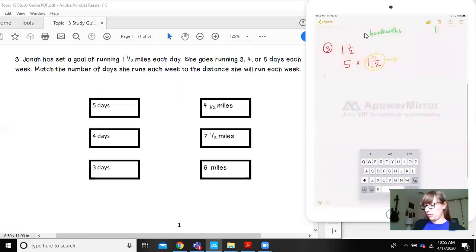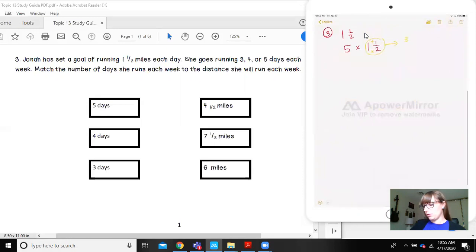So 2 times 1 is 2, plus 1 more is 3. This becomes our new numerator, 3. Our denominator stays the same, 2. So 3 over 2 is the same thing as 1.5. It equals the same, but now we can multiply that by this 5 a little easier. So let's go ahead and do that.